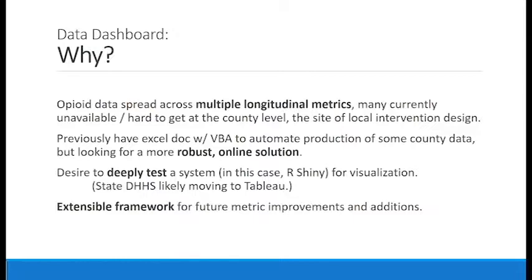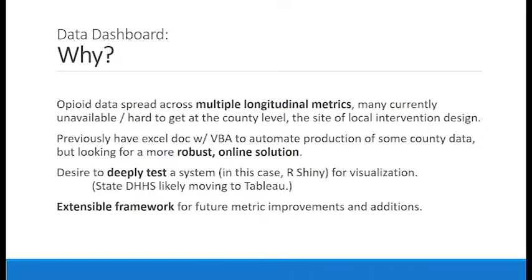So why a data dashboard? This is, again, a separate initiative with the public health side of things. The previous was a collaboration with IPRIC over the course of a little less than a year, and DMH. So DMH and DPH are sister organizations within the DHHS umbrella.